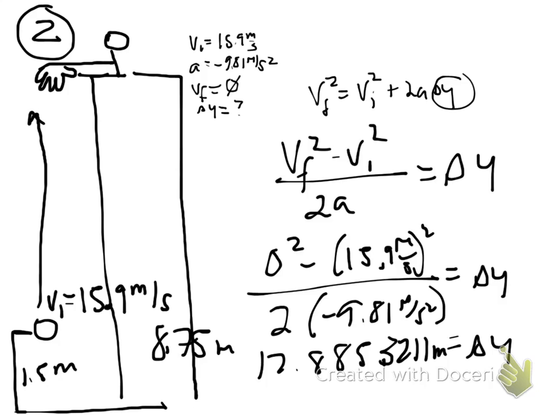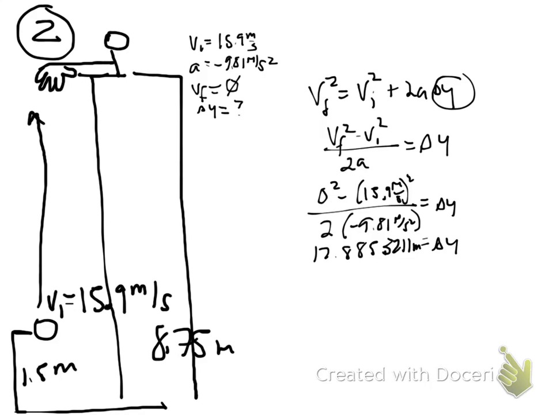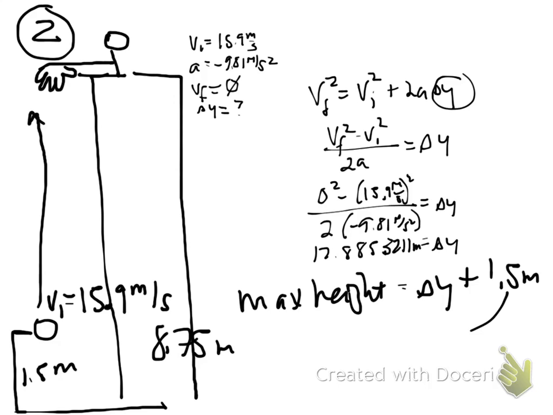Now, the thing that you have to remember is that the max height is not delta Y here. So if this was thrown and it left ground level at that velocity, then max height and delta Y would be the same. Max height is delta Y plus that 1.5 meters because it left the ground 1.5 meters off the ground. So delta Y and max height are not the same, and that's a really common sort of trap that I set.